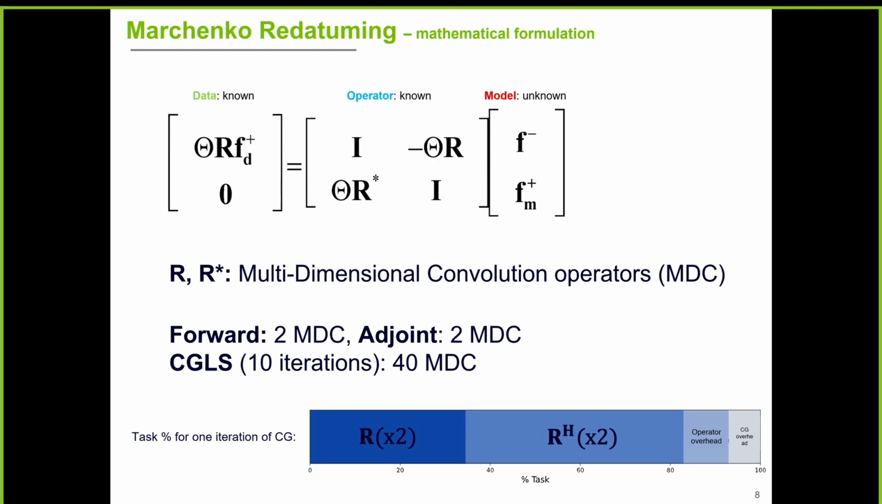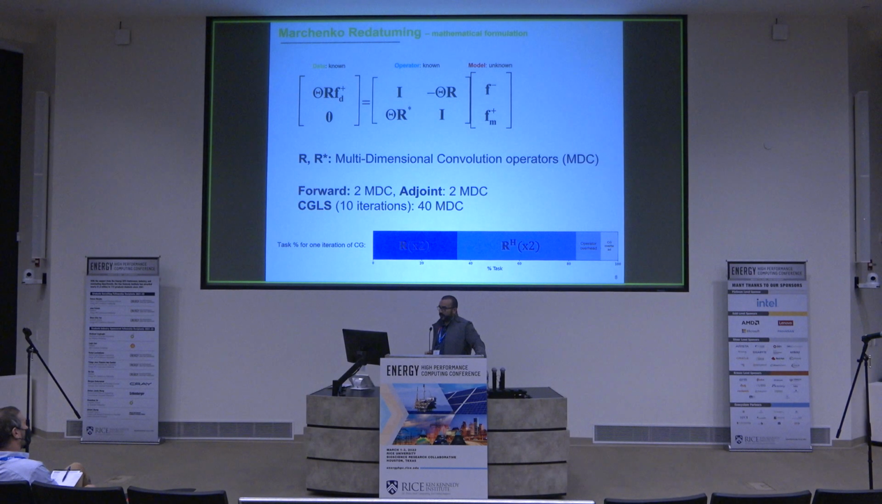This is the mathematical formulation. So there is an operator. We try to do forward and backward integration. There is this multi-dimensional convolution operator, MDC, that is involved in this operator that is known. And we're trying to get the model here. So the overall phase has a forward and adjoint. For each of those phases, there are 2 MDCs involved. And eventually, there is some iteration for the solver.